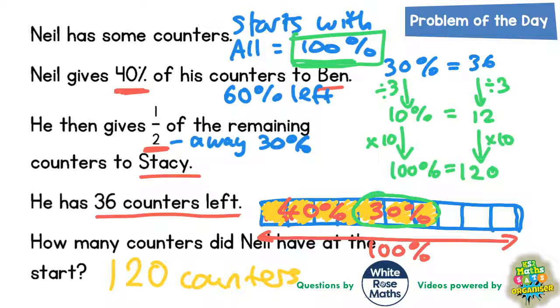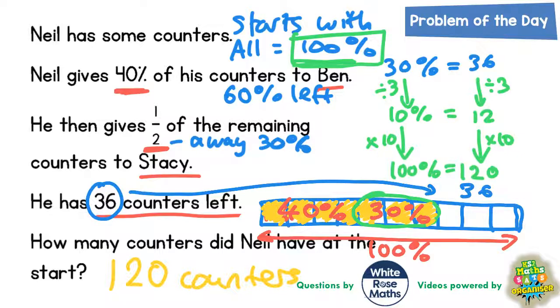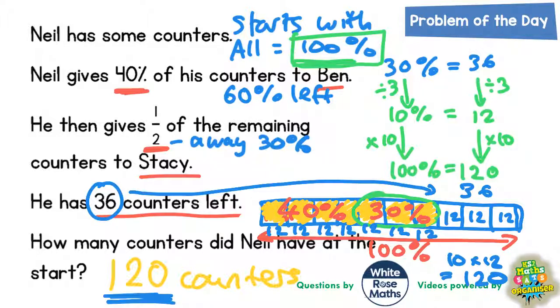So the remaining 3 lots of 10% must be worth 36 counters. That's what he's got left. Well, this needs to be split between 3 bars, so that would be 12 in each bar. So there's 12 in all of the sections of the bar, and all sections of the bar are worth 10%. So if there are 10 sections of the bar, all worth 12, that's 10 lots of 12, which is 120. Which again is another way of explaining why the final answer is 120.